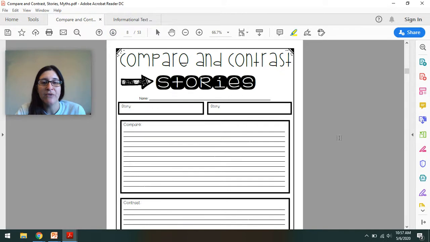Now, this is a way to actually compare and contrast actual different stories. So let's say here I wanted to put Holes, and here I wanted to put Number the Stars. So for compare, we would put the way that those two stories are the same, the way they are similar. For contrast, we would put how they are different. Now with Holes and Number the Stars, we would be able to find a lot more ways that they are different than the ways they are similar, but it would still help us organize our thoughts.